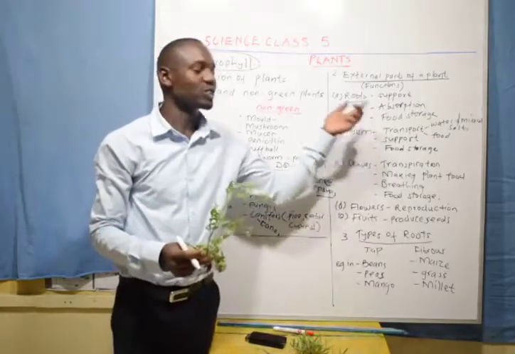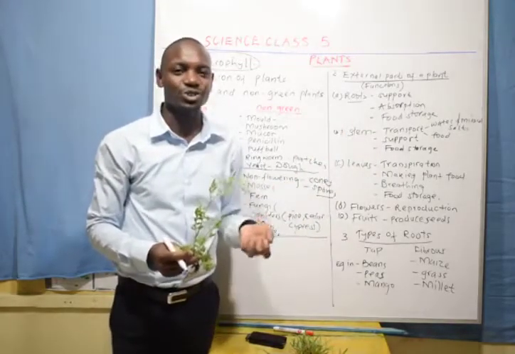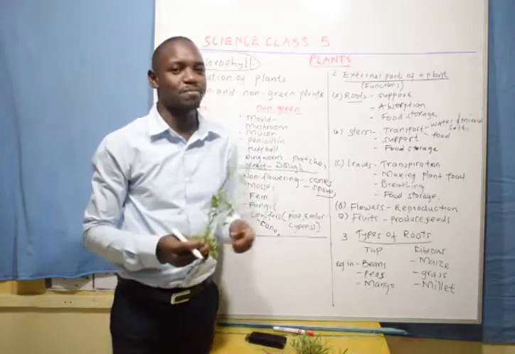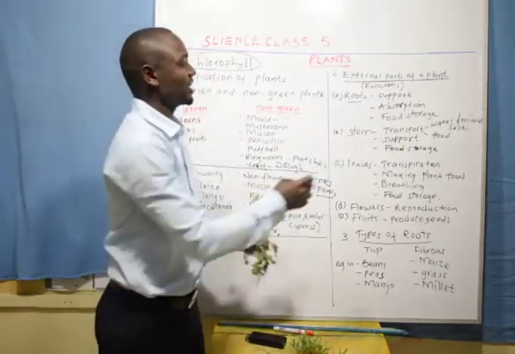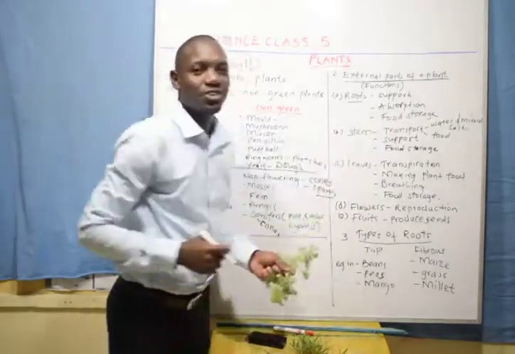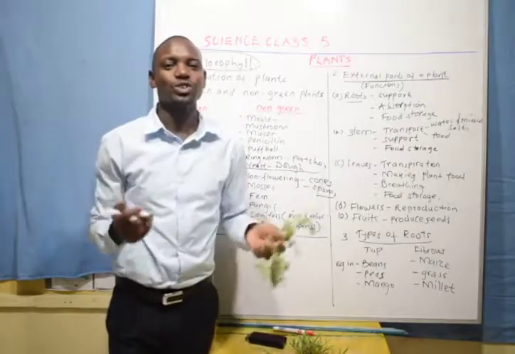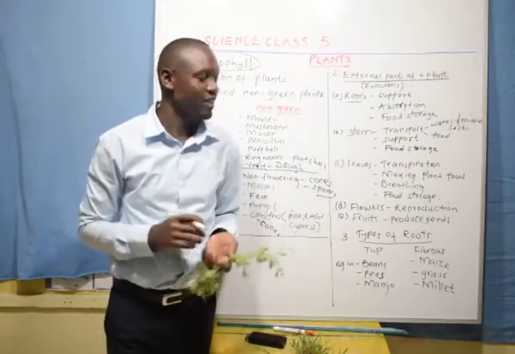The function of the root is to absorb water and the mineral salts from the soil up to the plant. And the other function of roots is it acts as food storage. There are some plants which store their food in the roots.